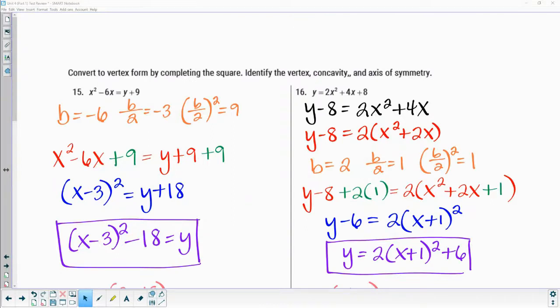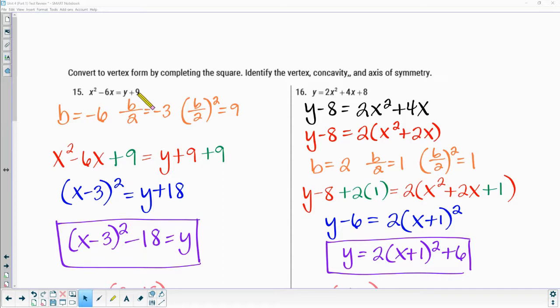And lastly, we are going to practice our completing the square. So first, let's convert to vertex form by completing the square. Then we're going to identify the vertex, concavity, and axis of symmetry. So for number 15, I already have it set up so that I can start my process for completing the square. Remember, you're always going to want your x terms by themselves on one side. Everything else, the y and the number value, should be on the other side.